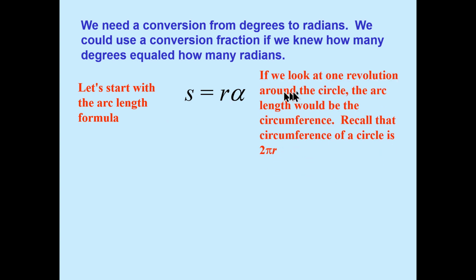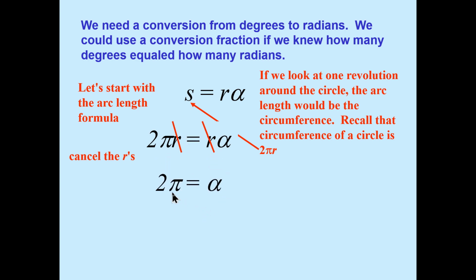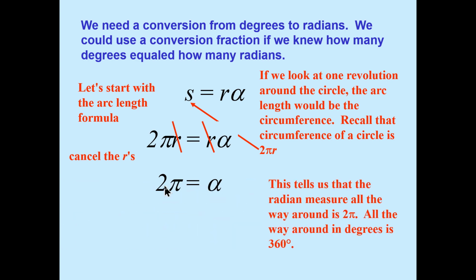If you look at one revolution around the circle, the arc length will be the circumference. Remember that the circumference of a circle is 2 pi r, the length around the circle. So 2 pi r, all the way around the circle, is equal to the radius times the measure of the angle. You see the r's cancel out. So 2 pi is equal to alpha, the measure of the angle. 2 pi is the distance around the circle.